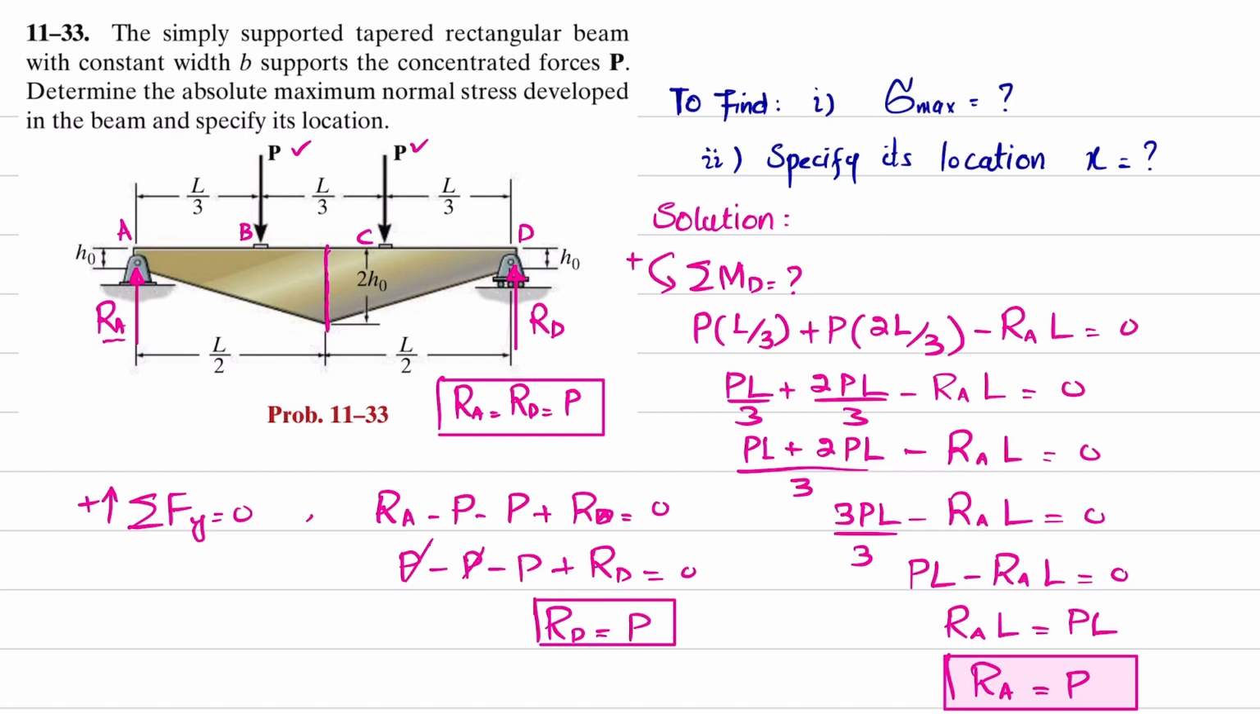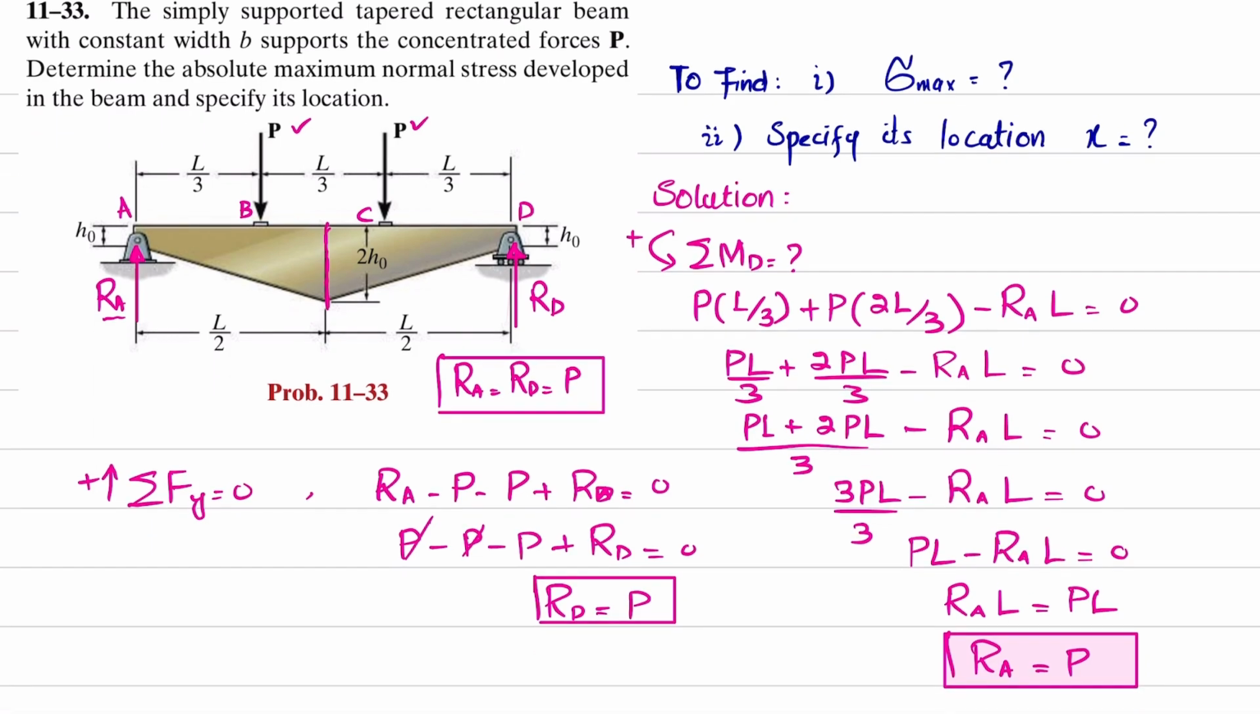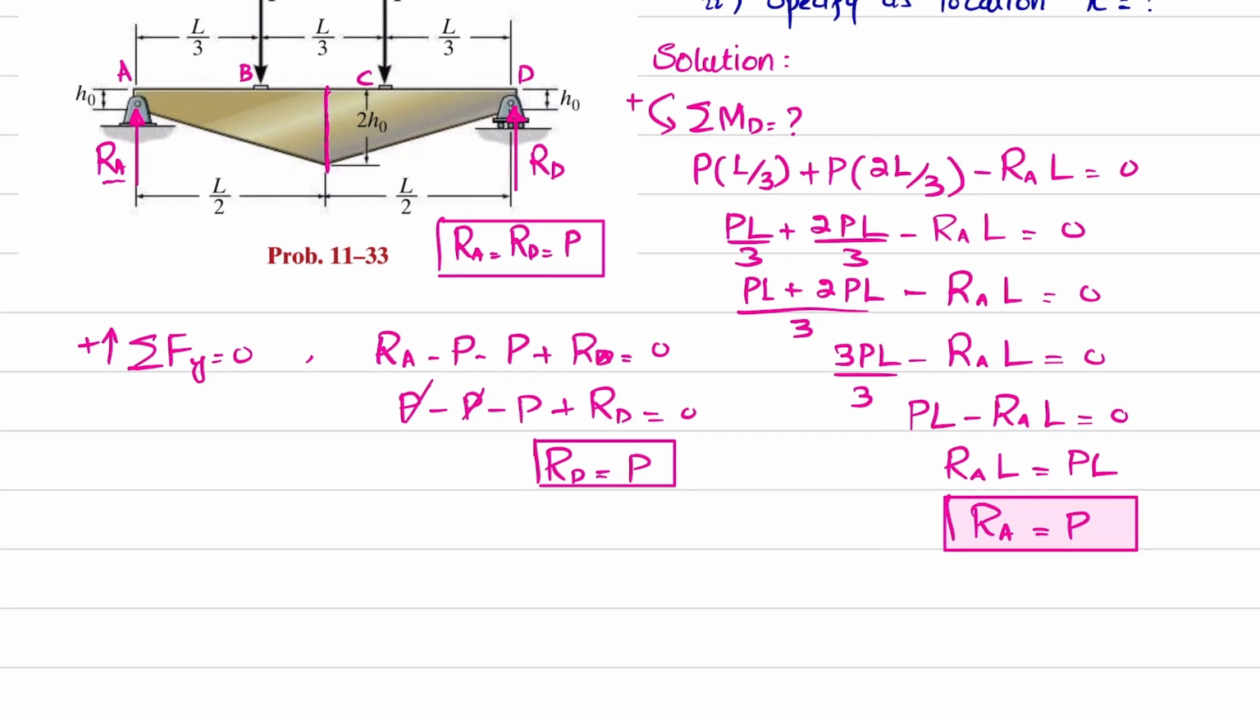Now, as we have been asked to find the maximum bending stress, the maximum bending stress is the maximum bending moment times c divided by I. So what we will do is find the equation of bending moment for different regions.